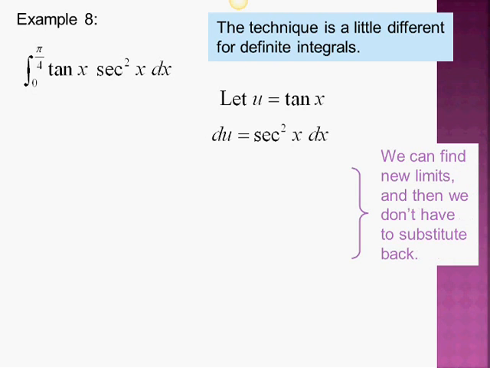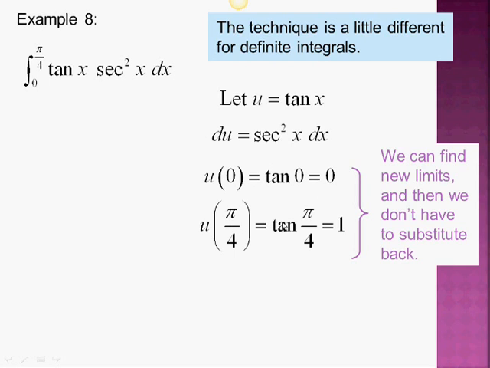The problem, however, is that these limits, 0 and pi over 4, are meant for x, not u. So we can do this a couple different ways. Here's one way you can do it. You can find new limits by just putting 0 and pi over 4 into your u function. So the tangent of 0 is 0, and the tangent of pi over 4 is 1. These are now my new limits, 0 and 1.